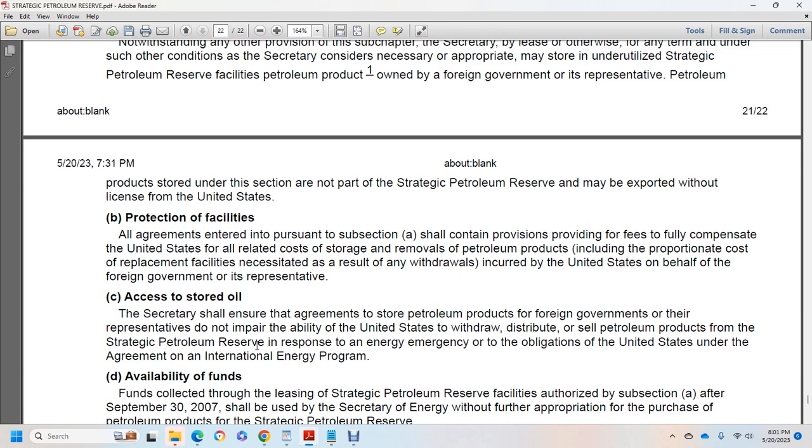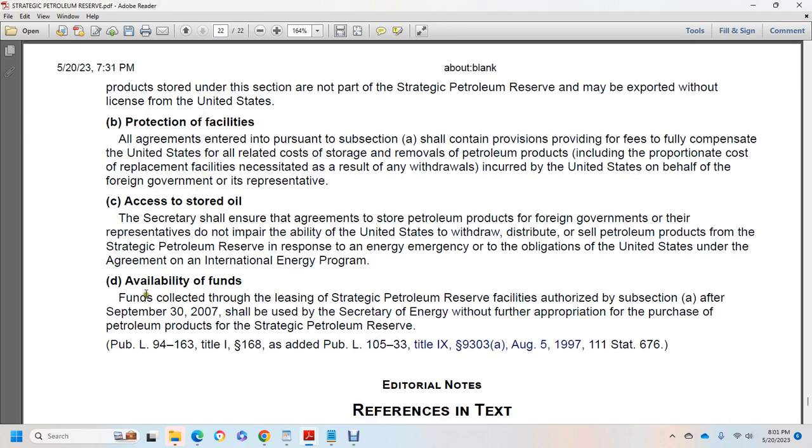C. Access to stored oil. The Secretary shall ensure that agreements to store petroleum products for foreign governments or their representatives do not impair the ability of the United States to withdraw, distribute, or sell petroleum products from the Strategic Petroleum Reserve in response to any energy emergency, or the obligations of the United States under the agreement on the International Energy Program.